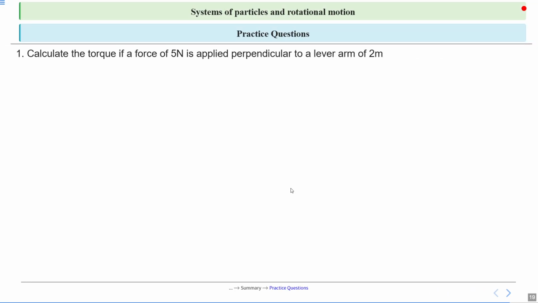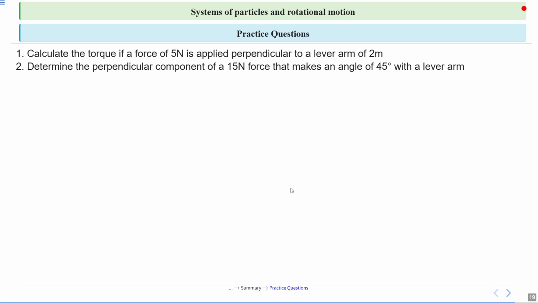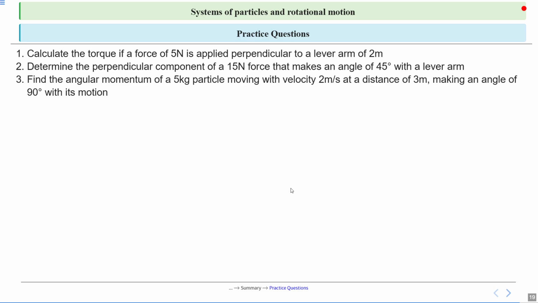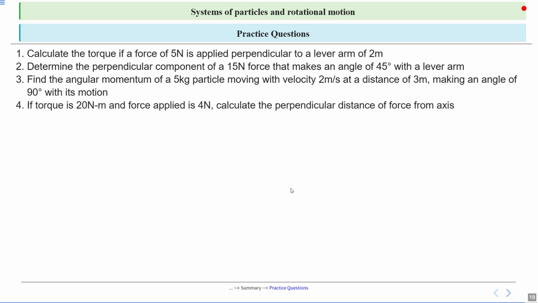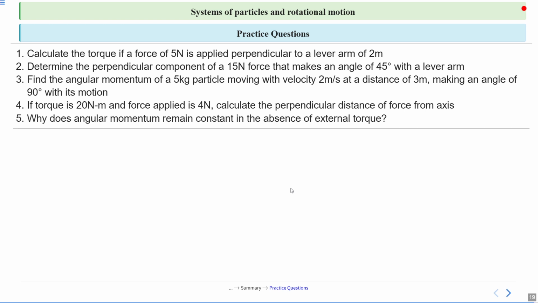Now we have some questions, and this is homework for you. First, calculate the torque if a force of 5 Newton is applied perpendicular to a lever arm of 2 meter. Second, determine the perpendicular component of a 15 Newton force that makes an angle of 45 degrees with a lever arm. Third, find the angular momentum of a 5 kg particle moving with velocity 2 meter per second at a distance of 3 meter, making an angle of 90 degrees with its motion. Fourth, if torque is 20 Newton meter and force applied is 4 Newton, calculate the perpendicular distance of the force from the axis. And why does angular momentum remain constant in the absence of external torque? These are the practice questions and this is homework for you.